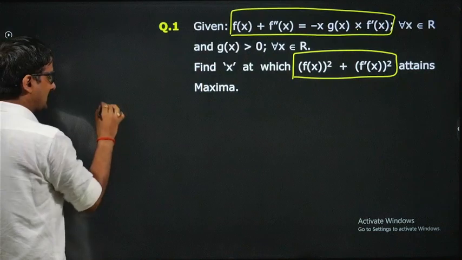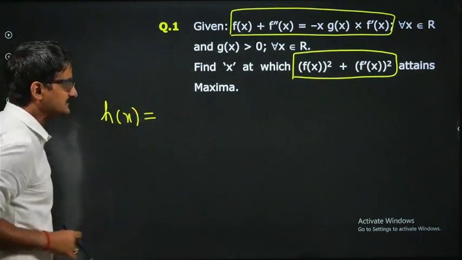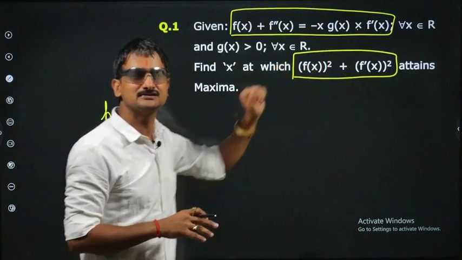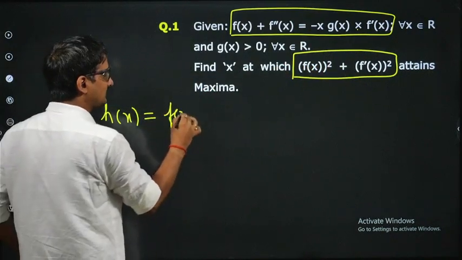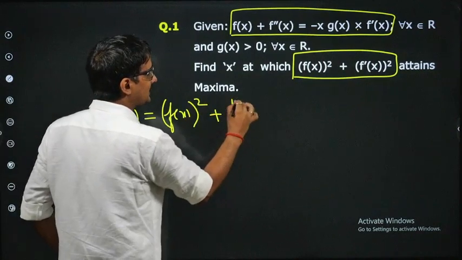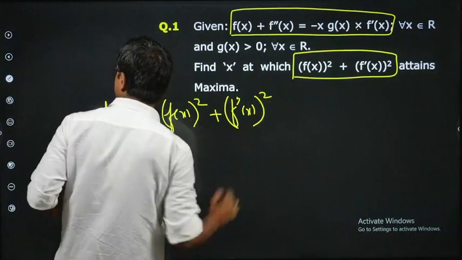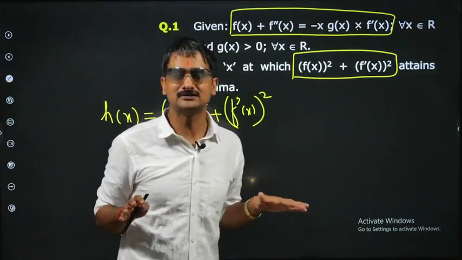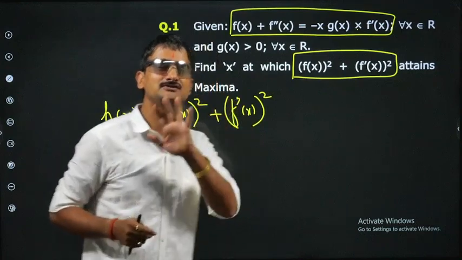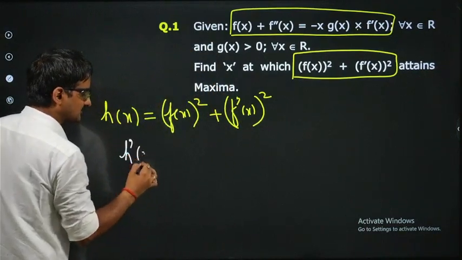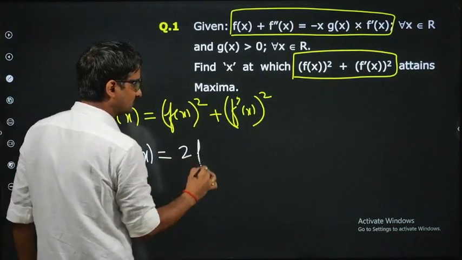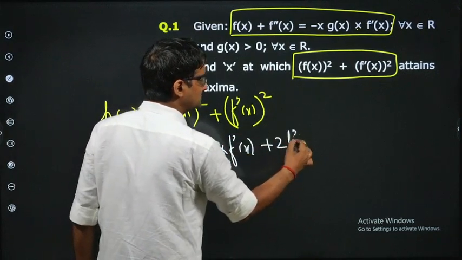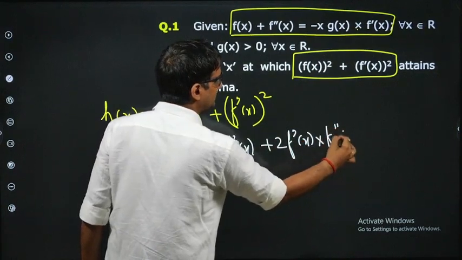When I am solving this question, how did I start? I said we have to discuss something about this function. Let us assume it to be some function h(x) equal to f of x whole square plus f dash of x whole square. For maxima, minima, increasing, decreasing, the first step is to differentiate the function. So let us find h dash x. Using the chain rule, h dash x is 2 times f(x) times f dash x plus 2 times f dash x into its derivative f double dash x.